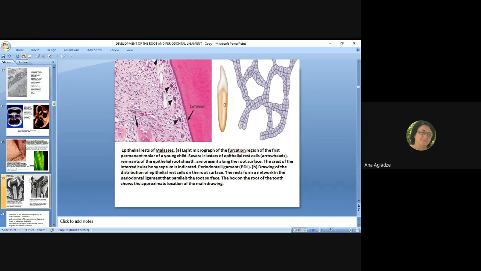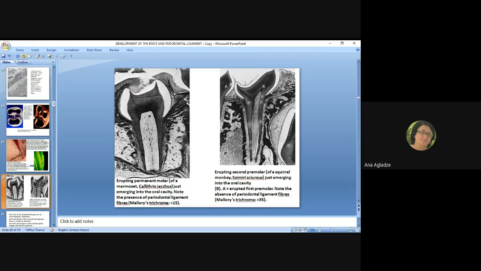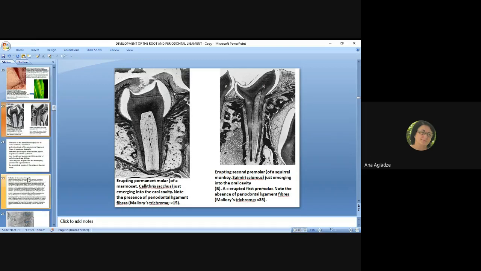Yes, now let's see these structures. This is the erupting permanent molar, and this is just emerging into the oral cavity, and you can see that there is developed periodontal ligament, and also you can see the fibers in periodontal ligament. And here it is the erupting second premolar, and you can see this is the erupted first premolar, and there is absence of periodontal ligament fibers here.